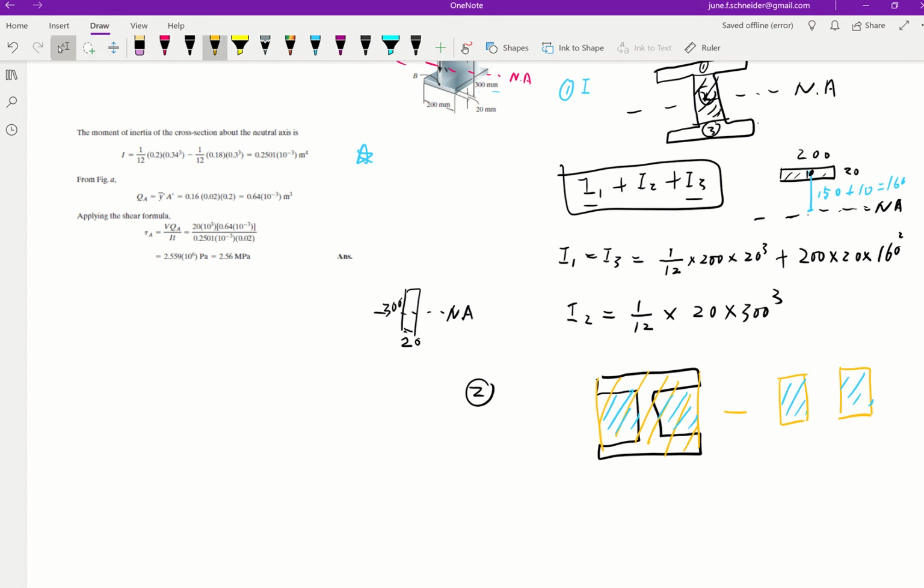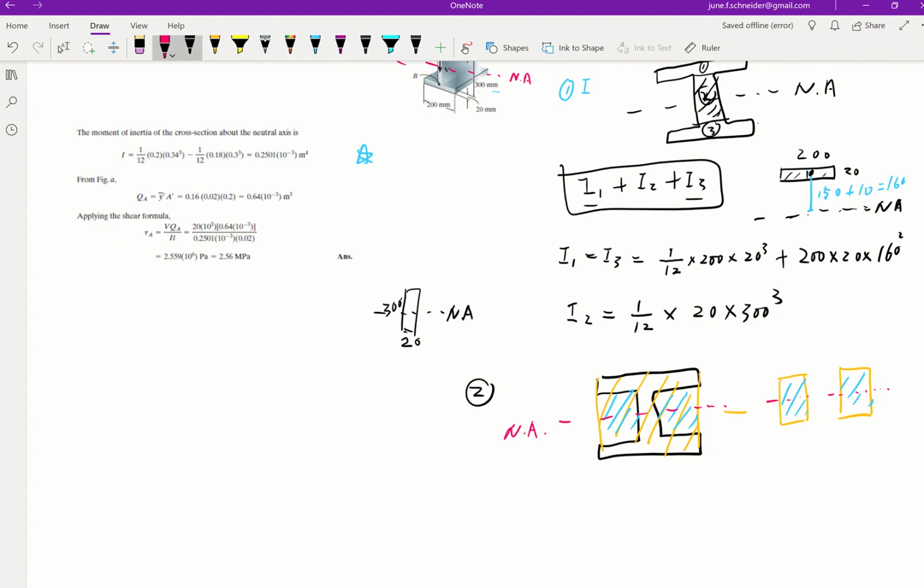But the beauty of doing this is, if I look at this entire orange rectangle, the centroid happens to be at the neutral axis, so I don't need to use the parallel axis theorem. The same thing for this two rectangle right here. Their neutral axis happens to be at their own centroid. Again, no need for the parallel axis theorem. So that's a very clever way to arrange this shape in this way.